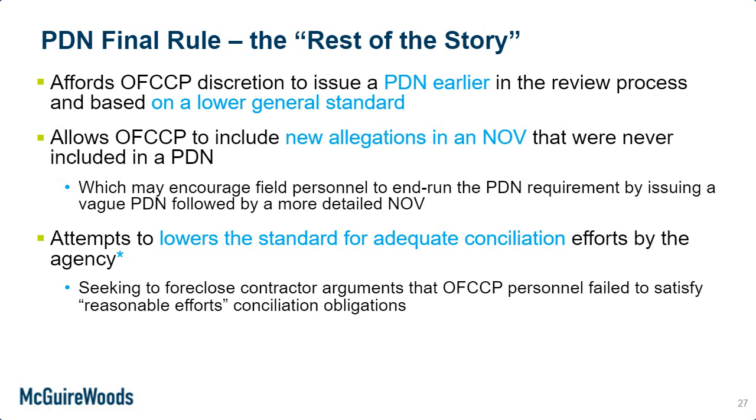So the other thing that they're trying to do, in the body of the PDN rule, and this is a little wonky, is lower the standard for what they deem to be, quote, adequate conciliation efforts in order to move on to enforcement. Query whether they can really do that, since there are other regulatory limits on what is deemed to be adequate conciliation, but they're trying to make a run at that with the language they put in the PDN rule itself. So just a couple of notes.